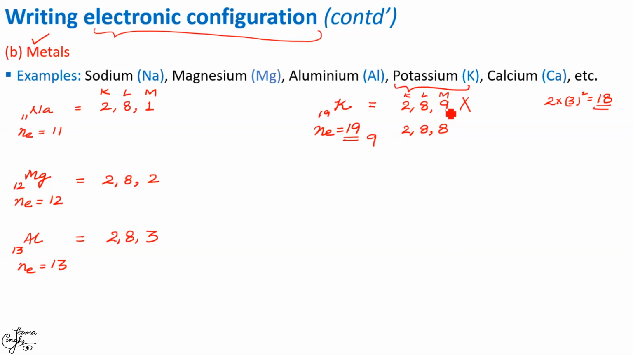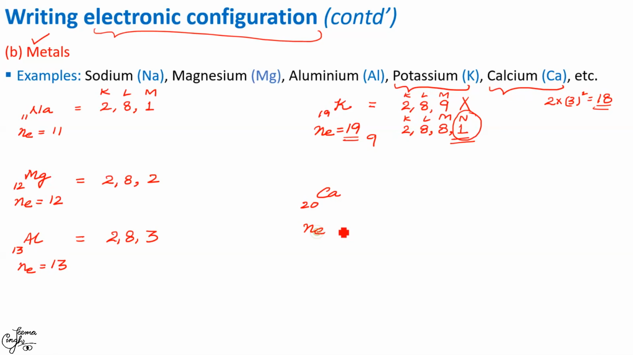We are going to shift one electron to the next level or the higher energy level, that is your N shell. So the electronic configuration for potassium becomes 2, 8, 8, 1, where N is now your valence shell and the number of valence electrons for potassium is 1. Similarly, we can write down the electronic configuration for calcium, which has atomic number equal to 20.